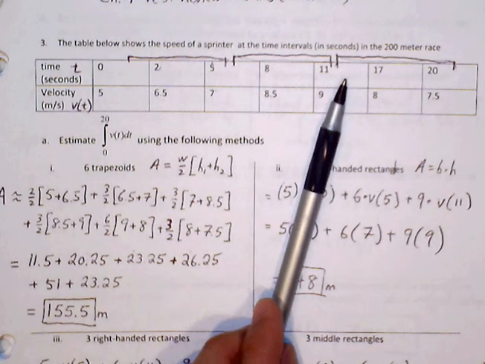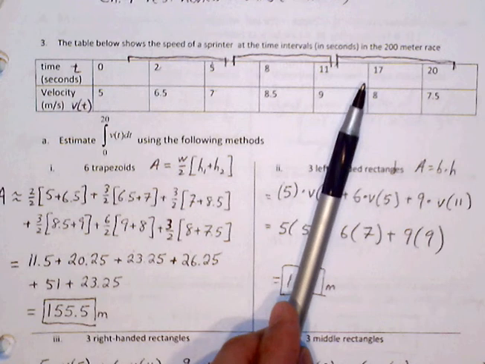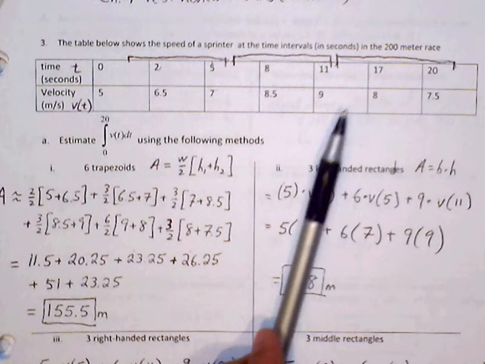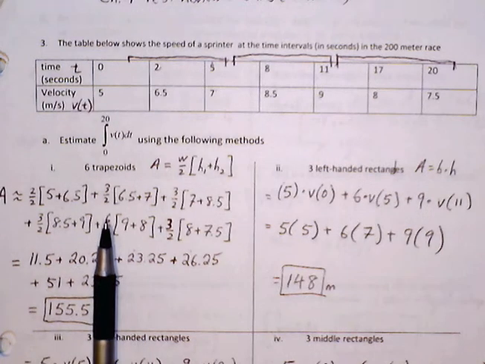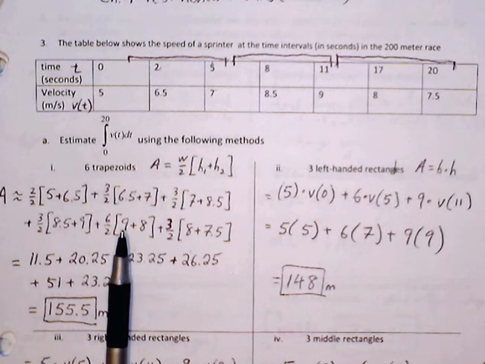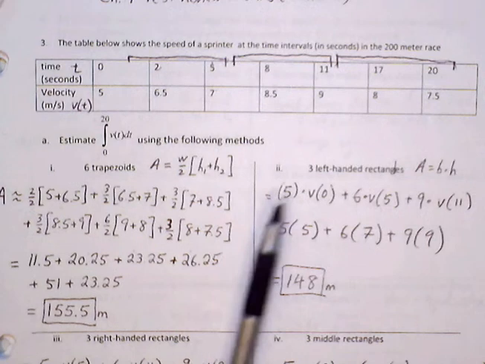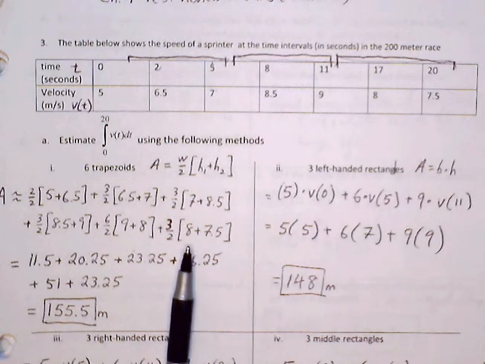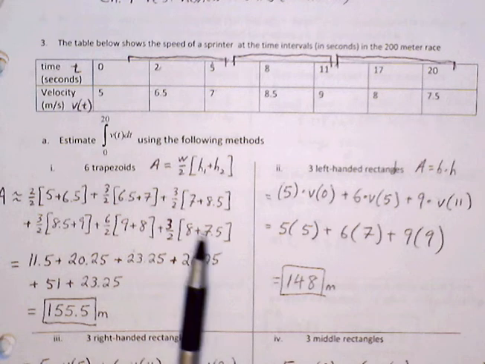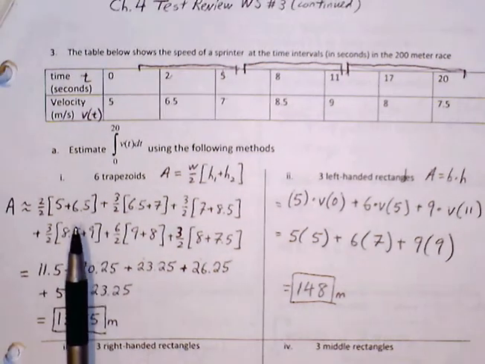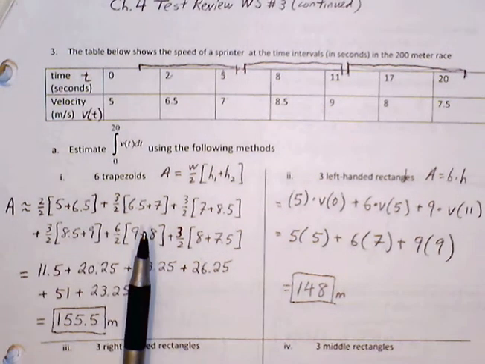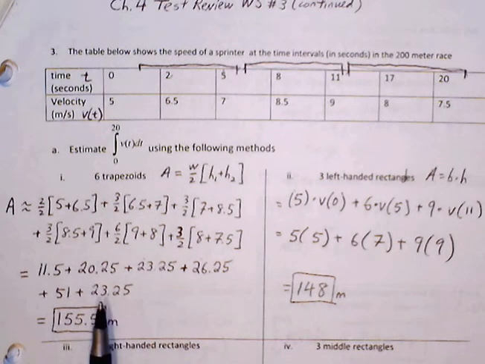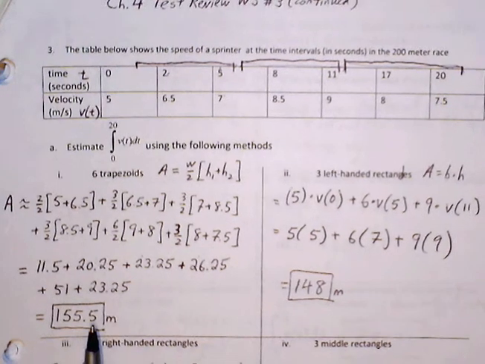Fifth trapezoid, between 11 and 17, this will be different. 17 minus 11, this is a width of 6. So plug into our formula, width is 6, 6 over 2 times 9 plus 8. And finally, between 17 and 20, width of 3, so 3 over 2 times 8 plus 7.5. This is a calculator portion, so we can simply plug all this in your calculator, add up all the areas of these trapezoids, and we're going to get 155.5 meters.